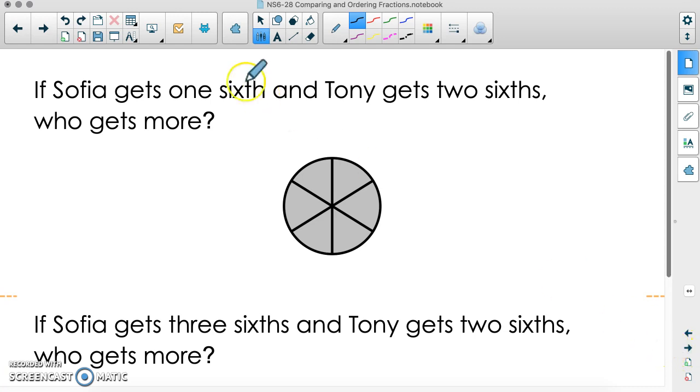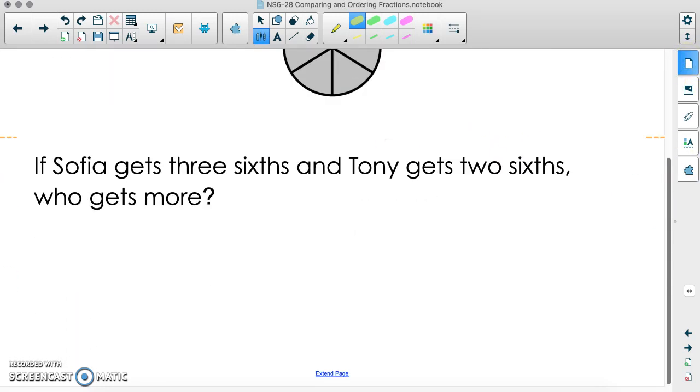Now, if Sophia gets 1/6 and Tony gets 2/6, who's going to get more of the pie? Well, the pie is put into 6 pieces, so all the pieces are the same size. Sophia gets 1 of the 6 pieces, Tony gets 2. So we know that Tony is obviously going to get more if he's getting 2/6. Now, if Sophia gets 3/6 and Tony gets 2/6, who gets more in this case? Well, now Sophia's getting more because Sophia's getting 3 pieces of that pie and Tony's only getting 2.